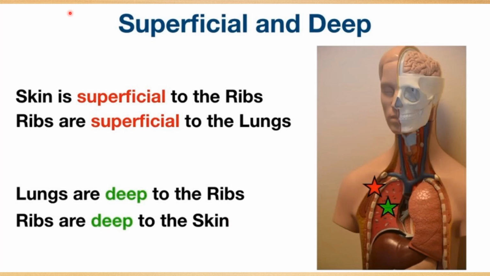Again, the skin is superficial to the ribs because you encounter the skin before you encounter the ribs. The skin is closer to the surface of the body. Now, in comparing the ribs and the lungs, the ribs are closer to the superficial surface than the lungs. In using the term deep, the lungs are deeper than the ribs, because the ribs are closer to the surface of the body.